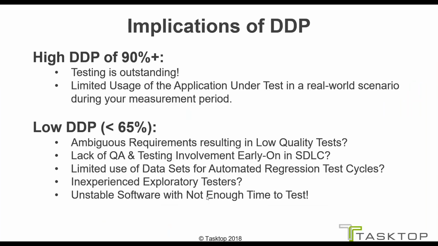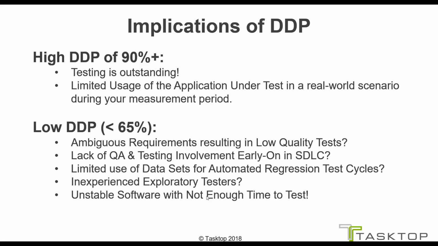So what are the implications of DDP? Okay, so like any other metric that you measure, you don't ever take anything at face value, right? You have to always, the devil is in the details, of course, right? One of the things about DDP is this: a high DDP of 90% or more can mean a few different things. For starters, it might mean that your testing is outstanding, right? Great job. Your team is doing fantastic. Or it could mean that there was limited usage of your application under test in a real world scenario.